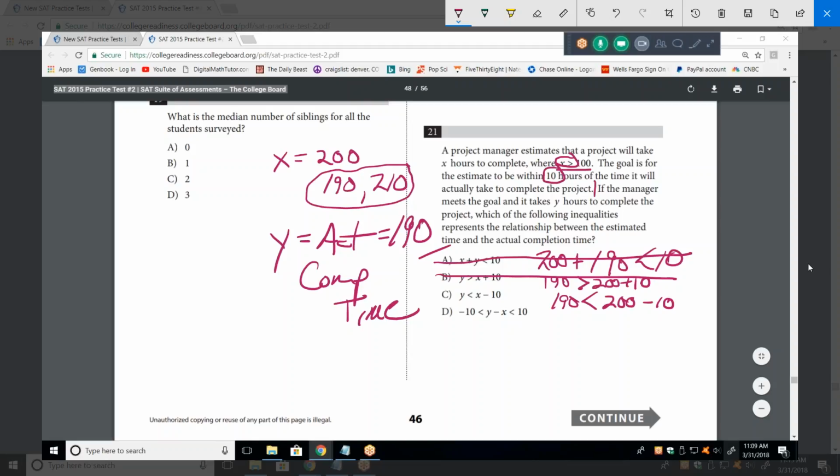Had you chosen 195, you would not have been correct. So you're right. That one is not correct. Let's look at D. Is minus 10 less than 190 minus 200? And is that less than 10?